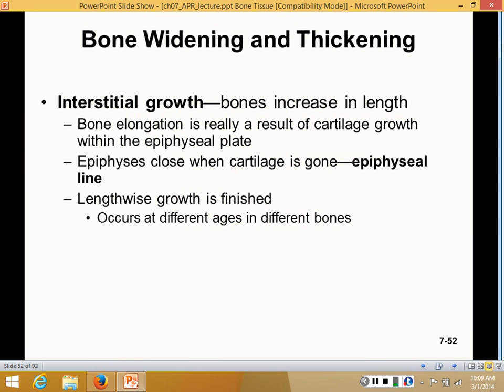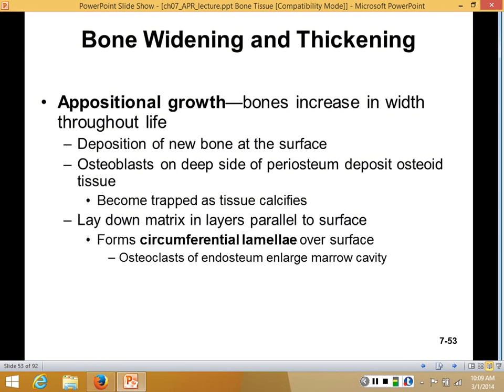Interstitial growth, bones increase in length. Occurs at different ages. And so when people stop growing, the increase in length of bone is going to vary from individual to individual, and it's going to vary according to your age. Because, you know, some people are short, some people are really, really tall, some people are average height, just as myself. Appositional growth, there's going to be a widening of what? The bone, because bone is going to be deposited on the surface.